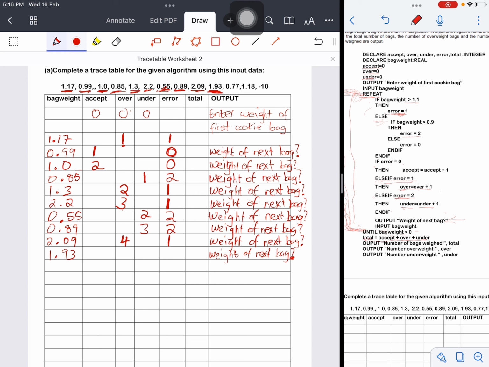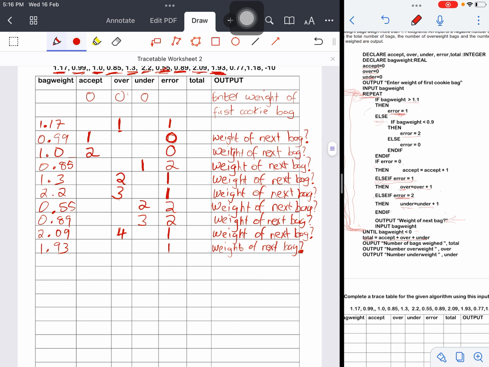If bag weight is more than 1.1, which is actually true because 1.93 is bigger than 1.1, so error is equal to 1. Now we jump straight to this else if error is equal to 1, then over is equal to over plus 1. So 4 plus 1 gives us 5. Then we type in output there, weight of next bag, question mark.